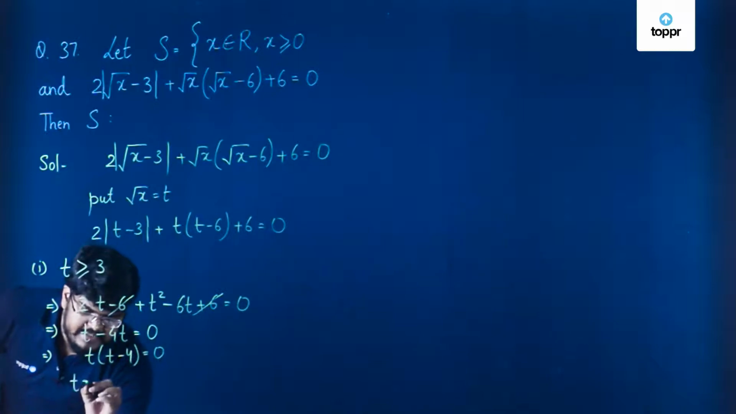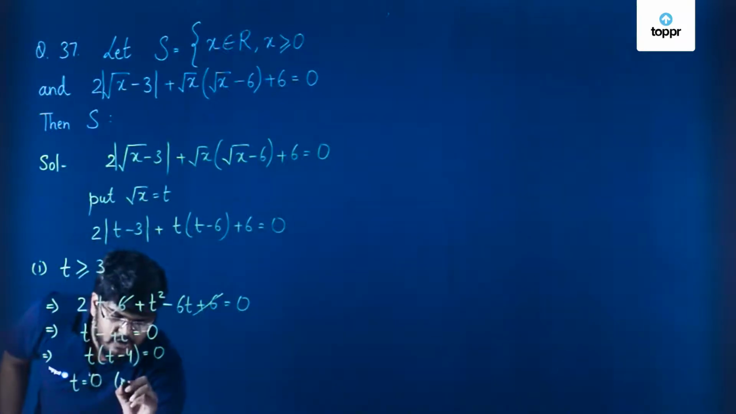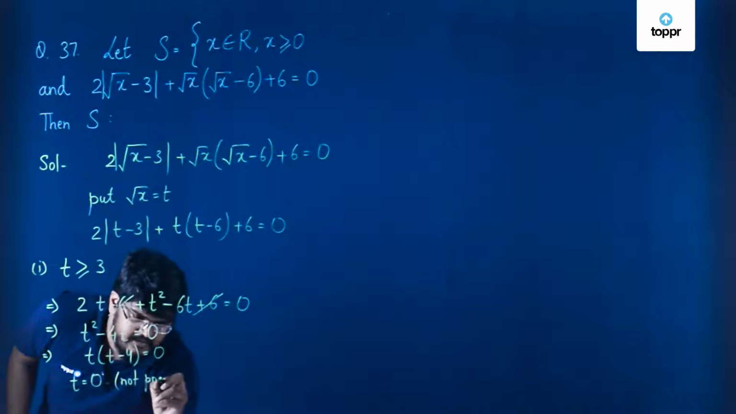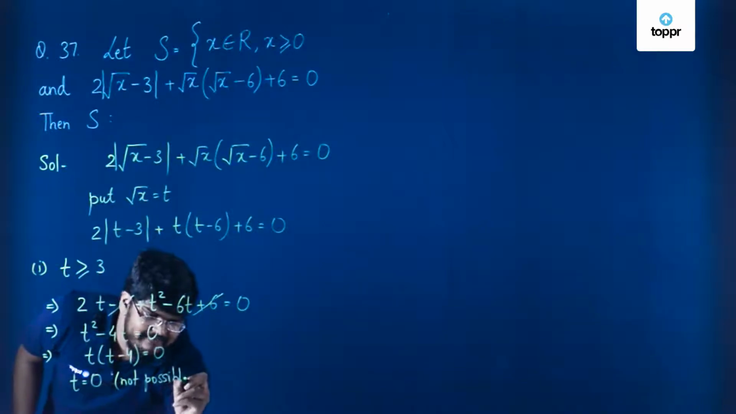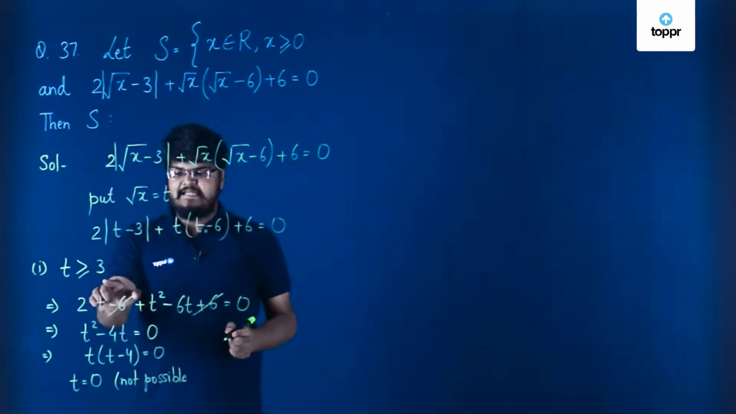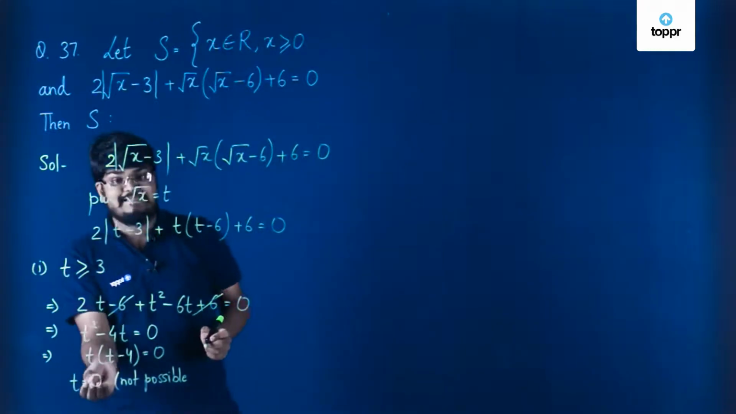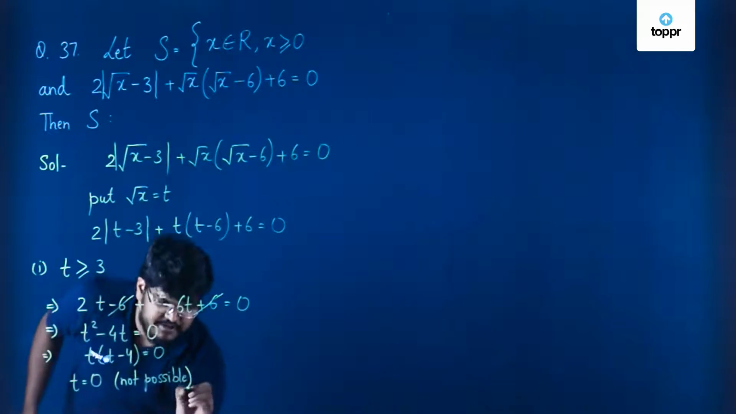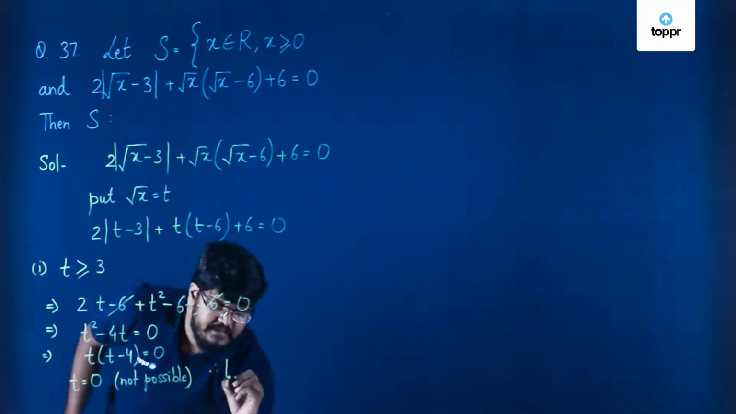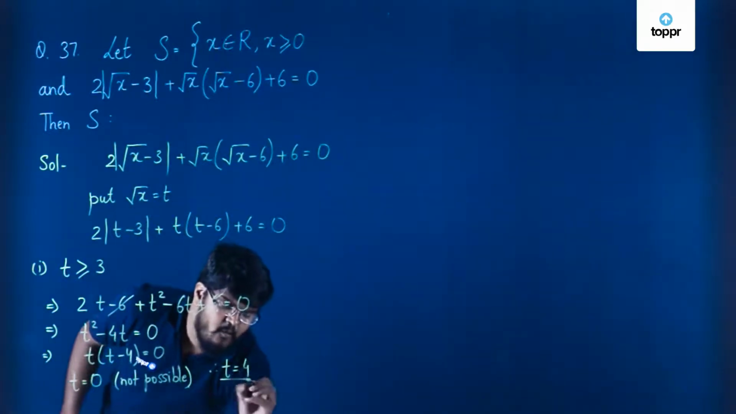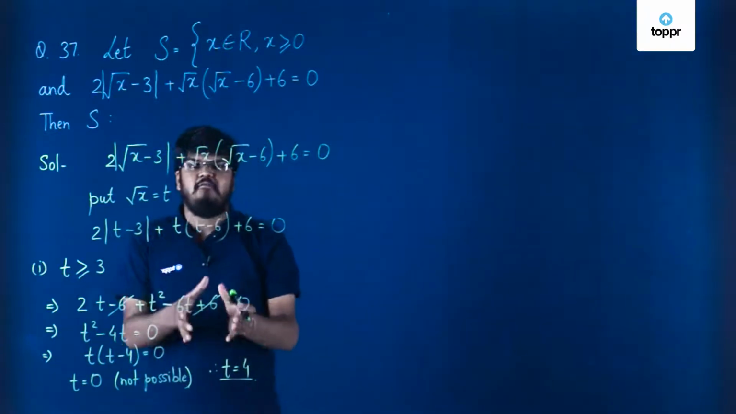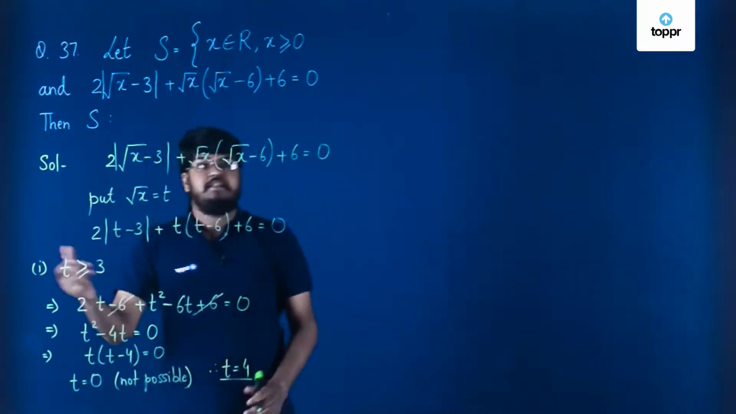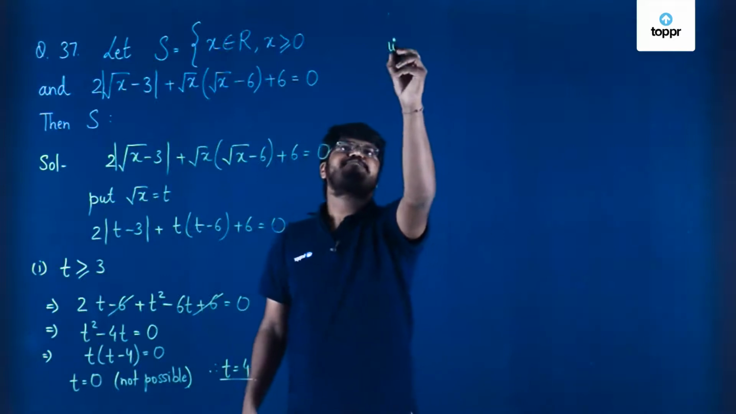Here, t is equal to 0 is not possible. The reason is that the value of t has to be greater than or equal to 3, so t equal to 0, which is less than 3, will not be taken in the solution. And therefore, t is equal to 4 is one element of the solution. Now let's consider the second case.